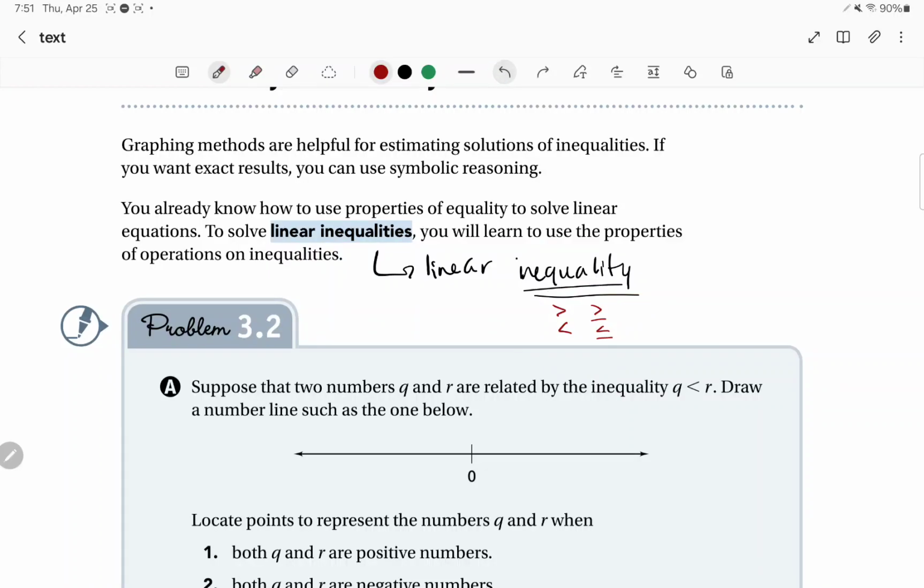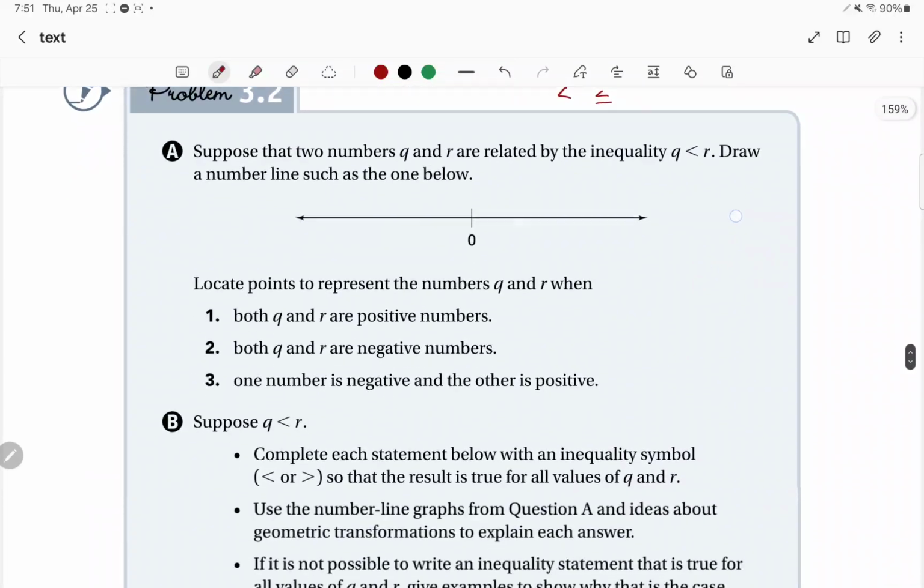And sometimes you could see, like I've said before, the not equal to, but I doubt that that'll come up. But just in case, that is technically an inequality as well. So let's take a look at part A.